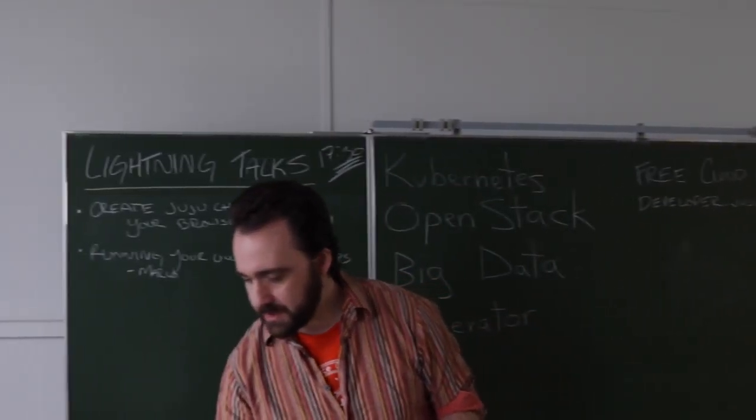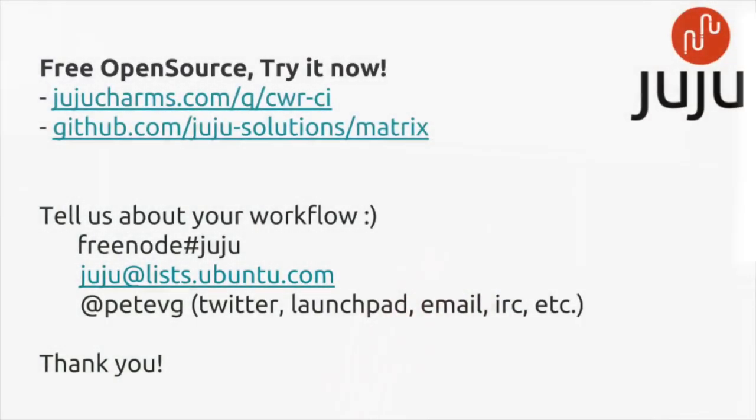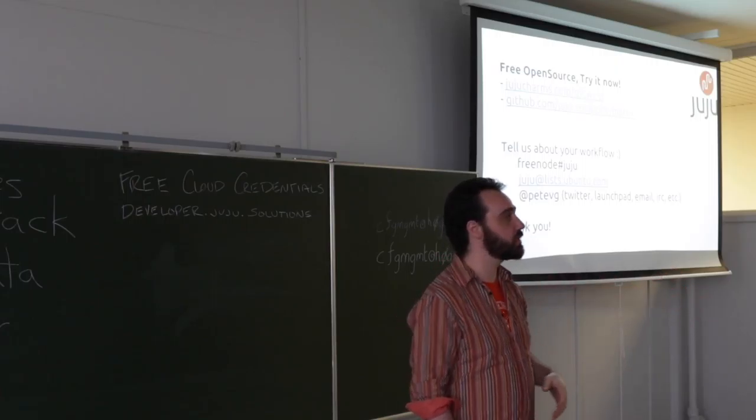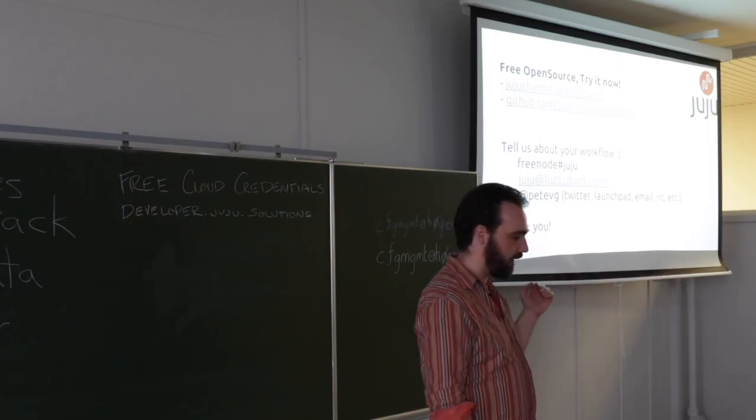Let's see. So all of this stuff is free and open source and available now. If you go to jujucharms.com and search for CWRCI, or type /q query /CWRCI, you can download the current snapshot of the bundle and try it out. Again, there's a friendly README that will walk you through some of the quirks, and we have plans for Conjure Up.